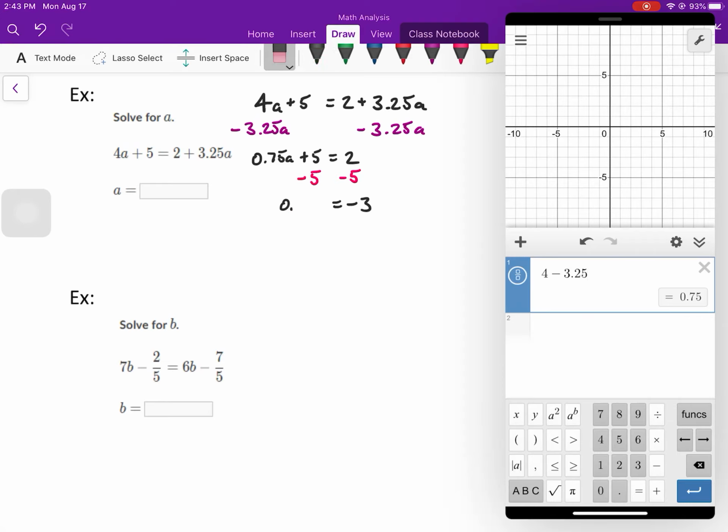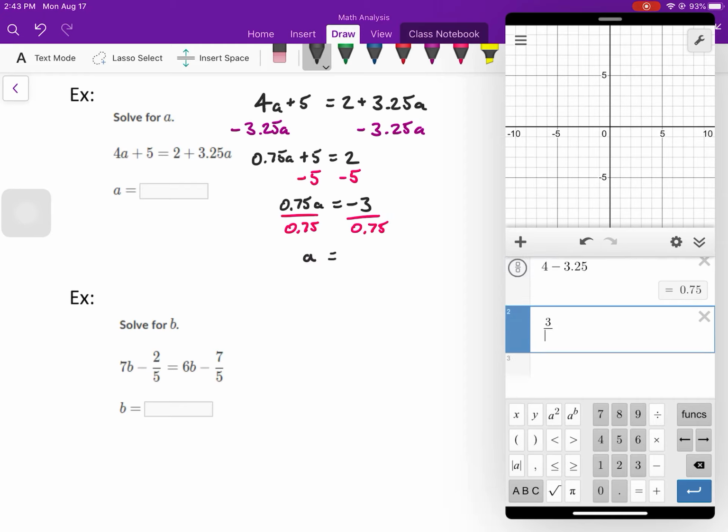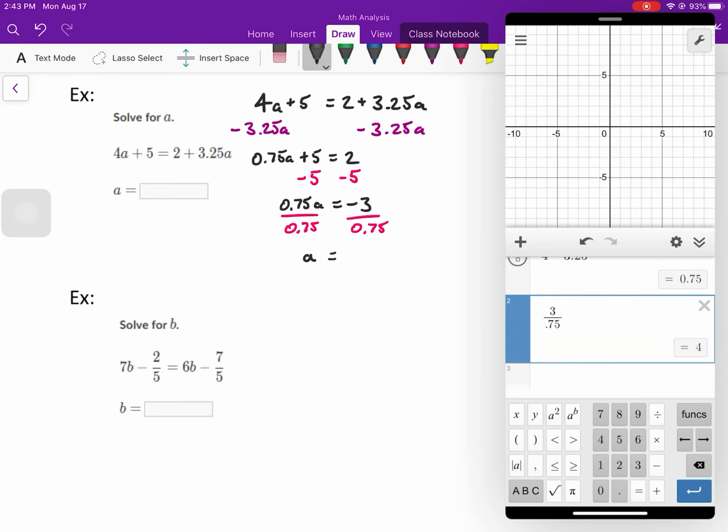If I could even write it. There we go. So last step, we're going to go ahead and divide by 0.75. And a equals negative 3 divided by 0.75, so it's going to be a negative answer. So it's going to be negative 4. Now if you want to, you could do 3 divided by 0.75, move the decimal, all that stuff. But honestly, we have the calculator, just use it.